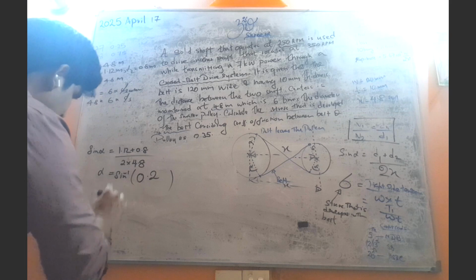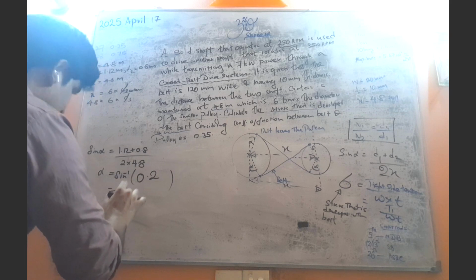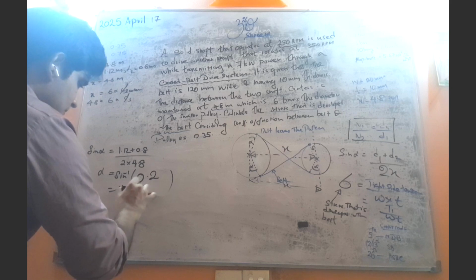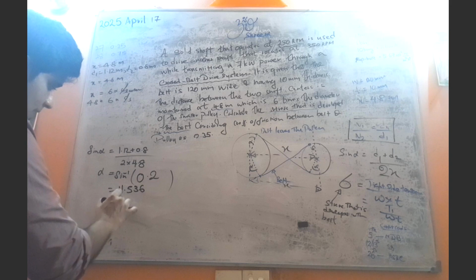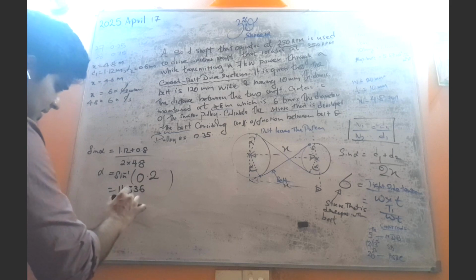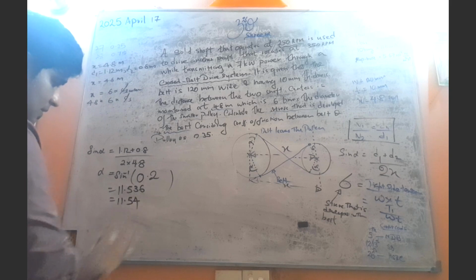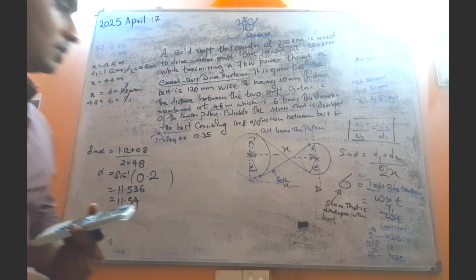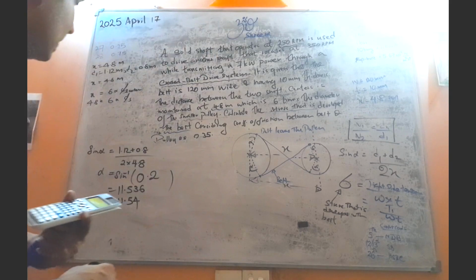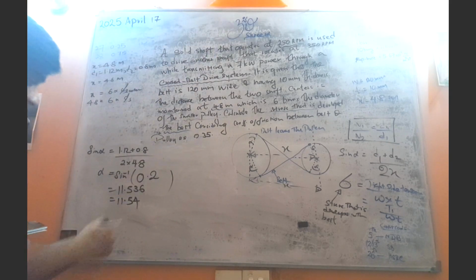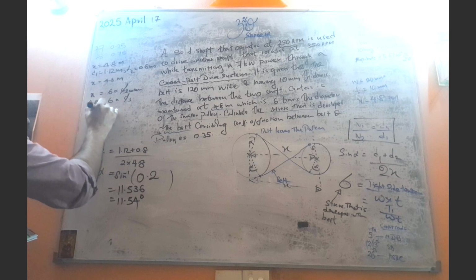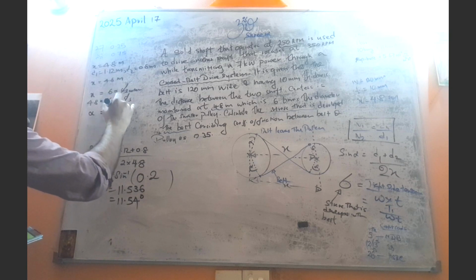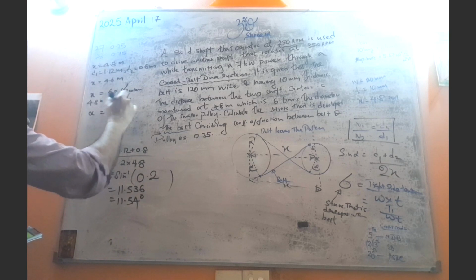Alright, so what is this? 11.536. We can simplify this, let's say 11.54, but be very careful. So now here this 11.54 is in degrees, right? Be very careful. So now we have calculated what is alpha, 11.54 in degrees. Be very careful.